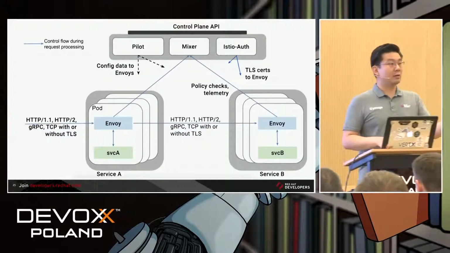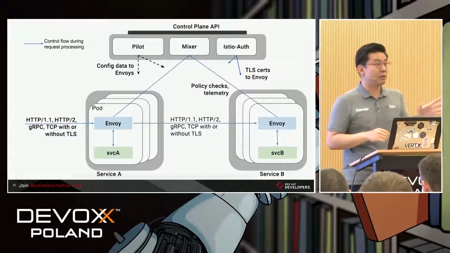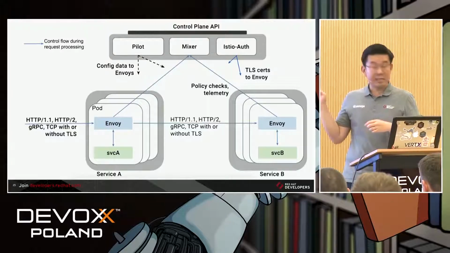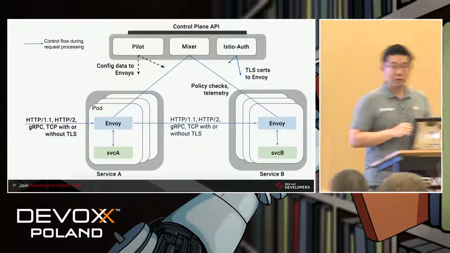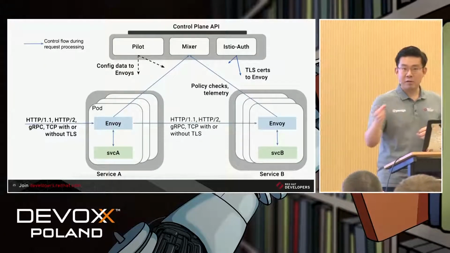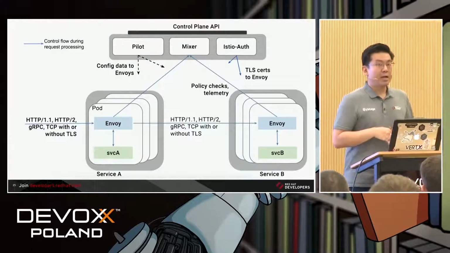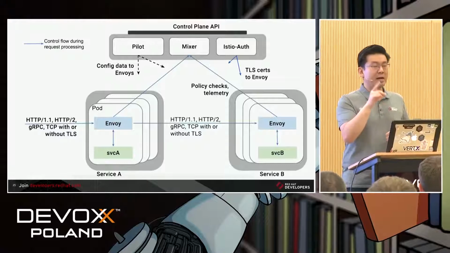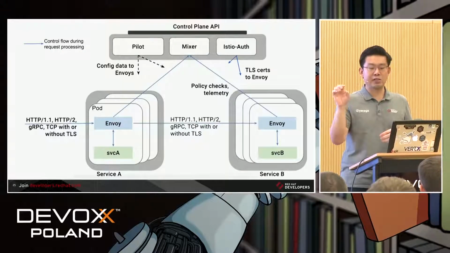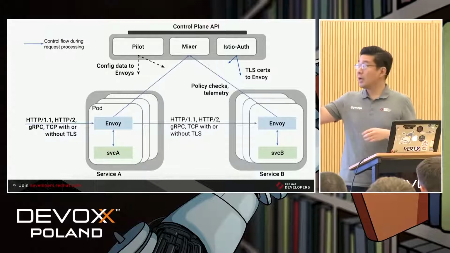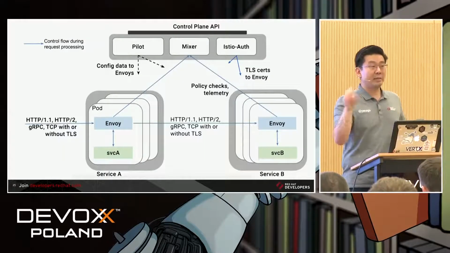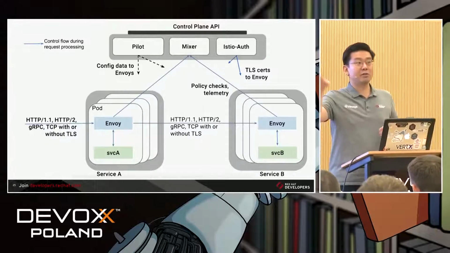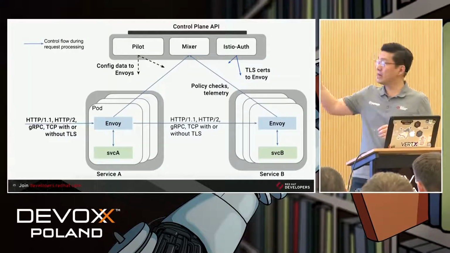You have Pilot, which is responsible for the configuration and most of the routing between each one of your microservices. You have Mixer, which is responsible for collecting the statistics, how many requests per second, and rate limiting, and some kind of routines. For example, you can inject faults in a microservice network. You can rate limit: I want this endpoint to receive at most 10 requests per second. So this kind of statistic is controlled by Mixer.